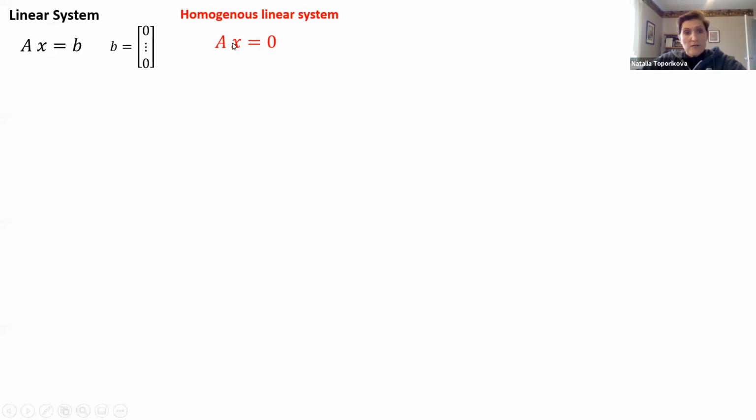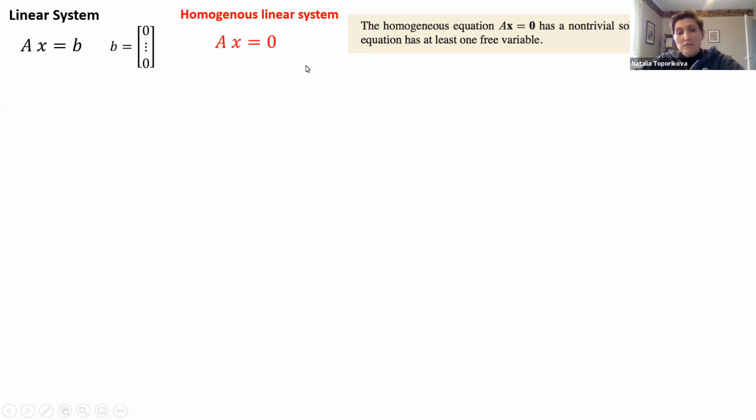This kind of system, where matrix A multiplied by vector x gives the trivial vector 0, we call a homogeneous system. It basically represents a system of equations which all have a right-hand side equal to 0. This homogeneous system is very convenient to work with because we can pretty easily figure out if a solution exists. And it exists if and only if the equation has at least one free variable. However, it's not guaranteed.